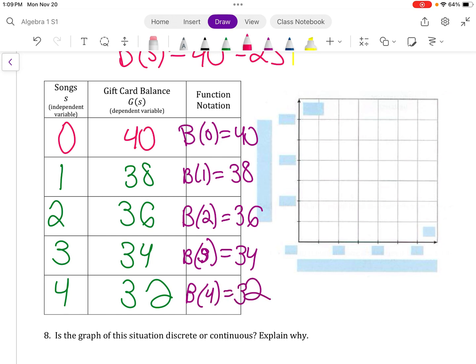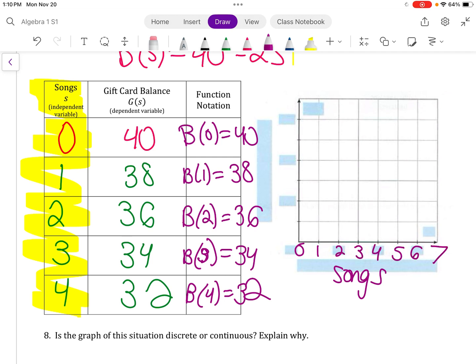All right, let's rock this. What is the independent variable? The number of songs. That determines how much money you have left on your gift card. So songs are down here: 0, 1, 2, 3, 4, 5, 6, 7. On the side, let's go by 2s. Maybe we should go by 6s, because we need to get to the number 40.